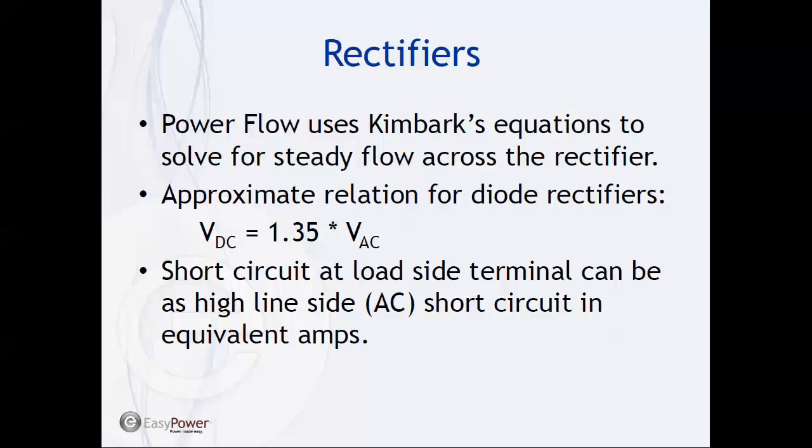The basic approximation we should always aim for when we are modeling the AC side connected to the DC side with rectifiers is that your DC voltage should be very close to about 1.35 times the AC side.